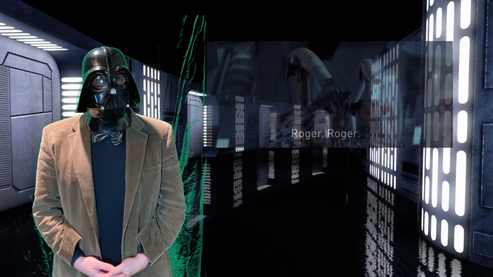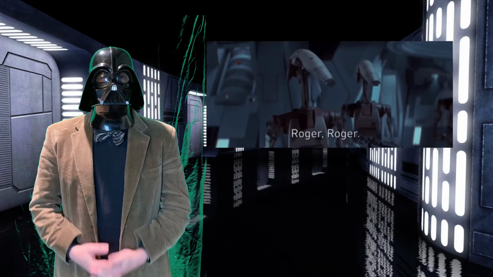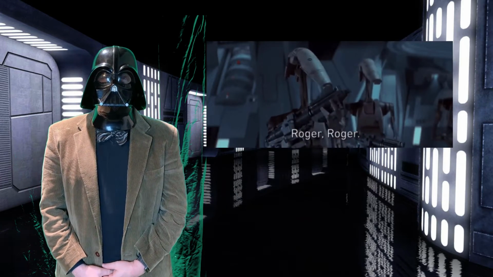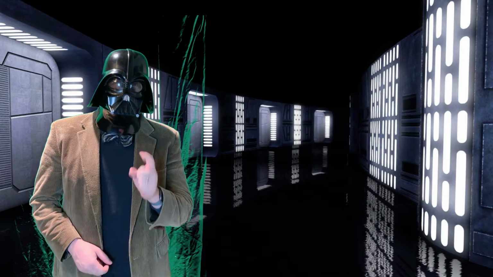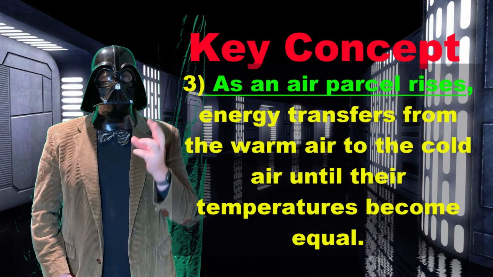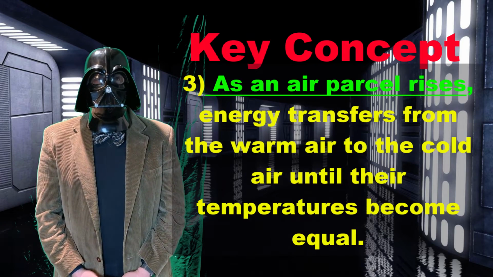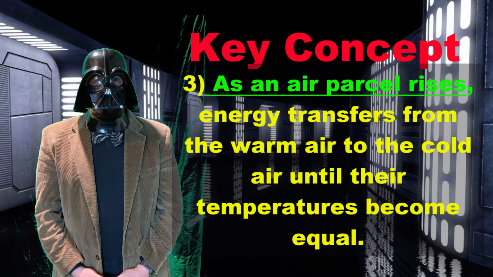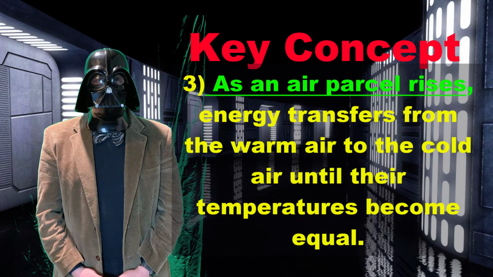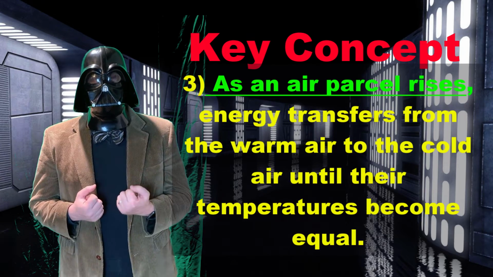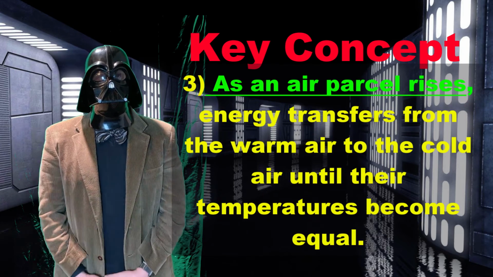Now, from our sim and the experiment, as well as what we read, we should be able to put this all together in some key concepts. So let's go back to our science journal. And our first one is we're going to go back to key concept number 3. Now, before, key concept number 3 said, energy transfers from warm air to cold air until the temperature becomes equal. And remember, we talked about equilibrium. Well, when we're talking about weather, we can add something to this.